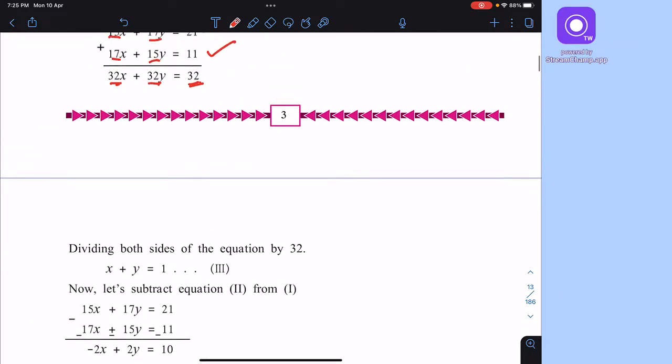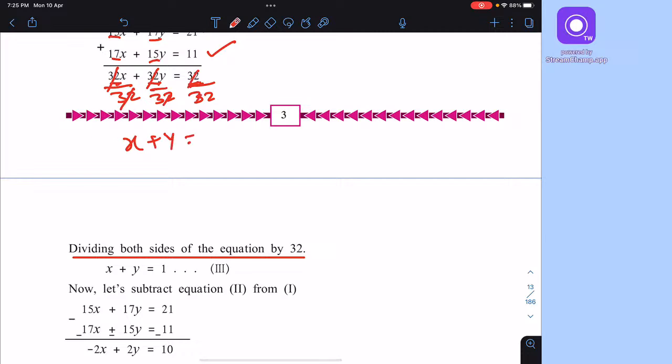Now dividing both sides by 32. So 32x upon 32, 32y upon 32, and 32 upon 32. So here 32 cuts, so you are having x, 32 cuts plus y is equal to 32 upon 32 is 1. So you are getting x plus y is equal to 1. This is your equation number 3 that we are going to use in future.